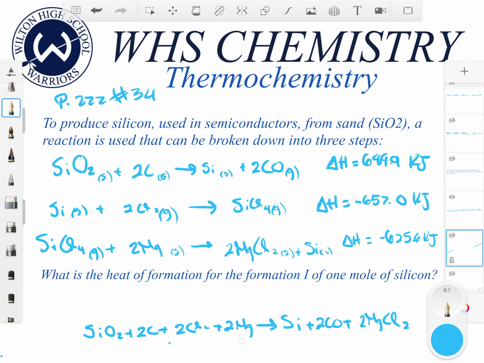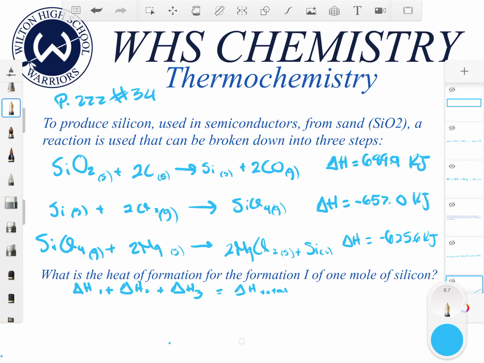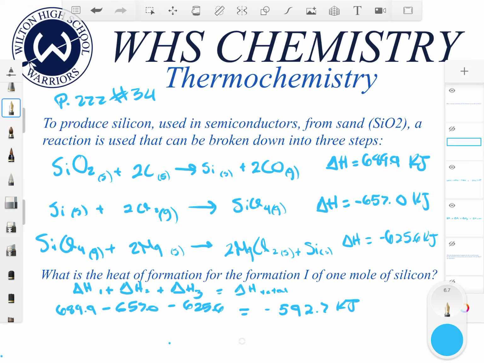What you can do with the delta H values is add each of them together to find an overall delta H for the reaction. In this problem, it won't be an issue as we do not need to change any mole ratios or flip any equations, but there are some problems where you'll need to multiply a step by a number to keep the reaction balanced, and by multiplying that step, you'll also need to multiply the delta H value. But this is a simple problem, so each of the delta H values have remained the same. So if we add delta H1 plus delta H2 plus delta H3, we get delta H total, and that value is negative 592.7 kilojoules.